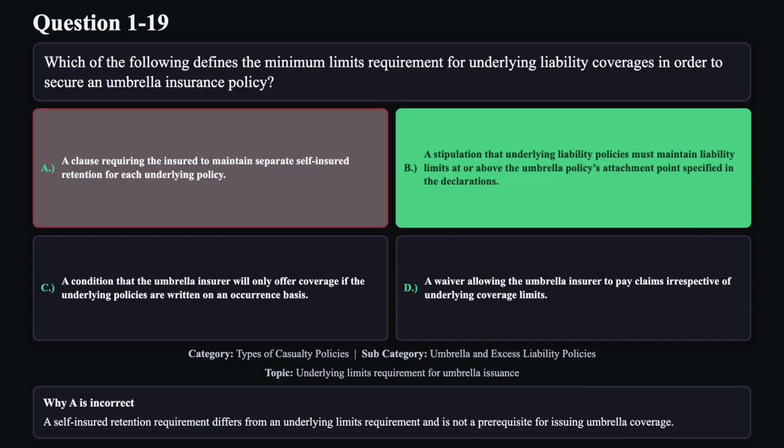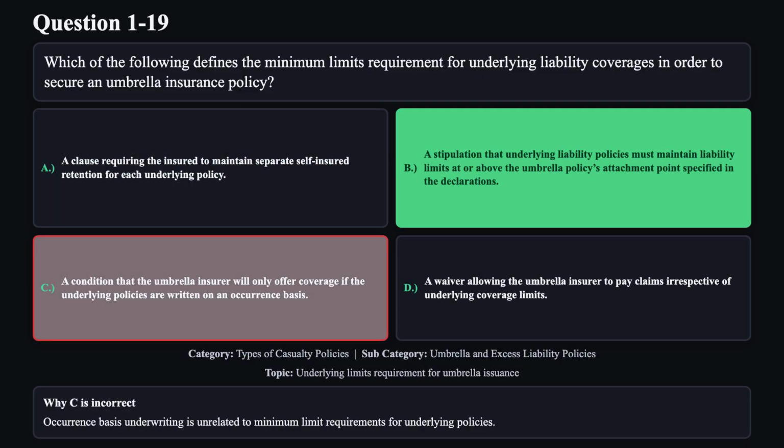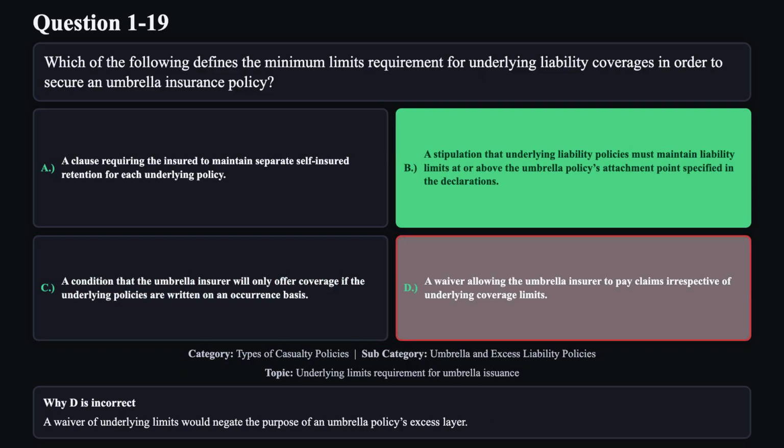Reason A is not correct. A self-insured retention requirement differs from an underlying limits requirement and is not a prerequisite for issuing umbrella coverage. Reason C is not correct. Occurrence basis underwriting is unrelated to minimum limit requirements for underlying policies. Reason D is not correct. A waiver of underlying limits would negate the purpose of an umbrella policy's excess layer.